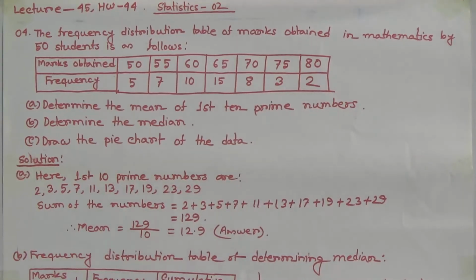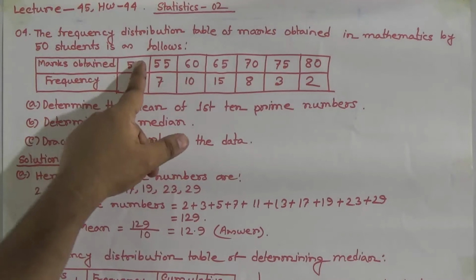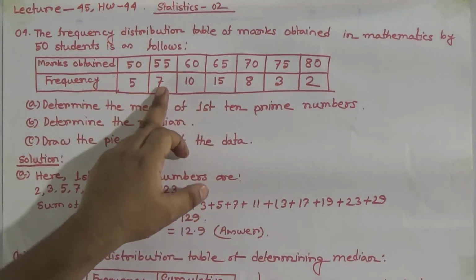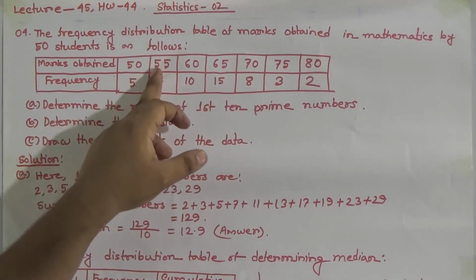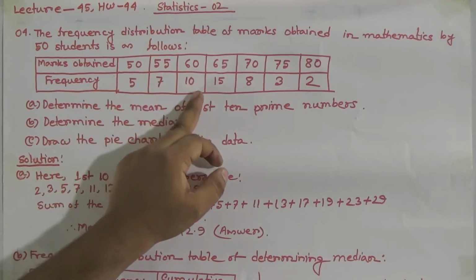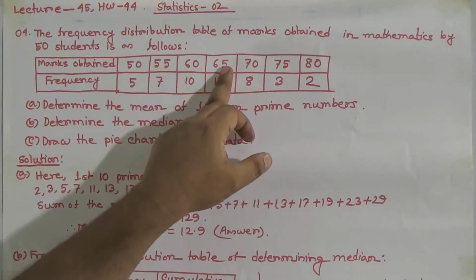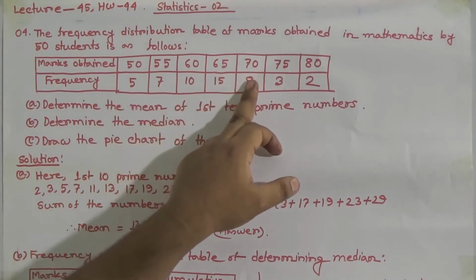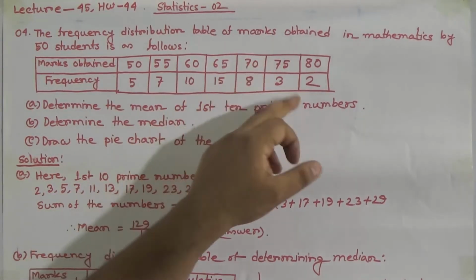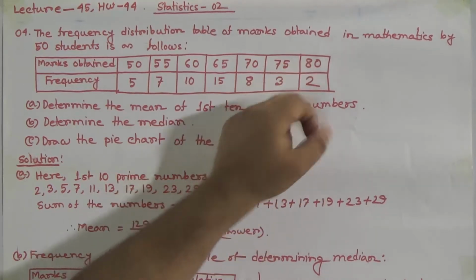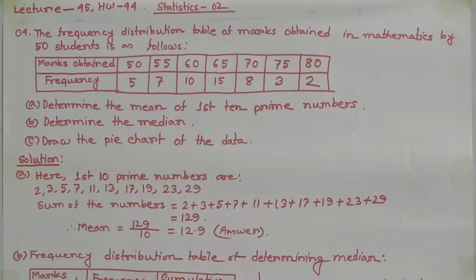What do you mean by frequency? Frequency means the number of students who have obtained 50 marks. Then 7 is the number of students who have obtained 55 marks. 10 means the number of students who have obtained 60 marks. 15 students have obtained 65 marks. 8 students have obtained 70 marks. 3 students have obtained 75 marks. 2 students have obtained 80 marks.